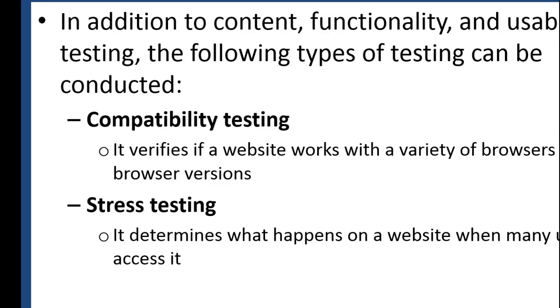Another test is called stress testing, which determines what happens on your website when many users access it. When, for example, 120 users access your website simultaneously, the performance of your website should not suffer. But when thousands of users access the website at the same time, it might respond at an unacceptably low speed, or it might not even open up. So stress testing verifies that the website runs at acceptable speed with many users.